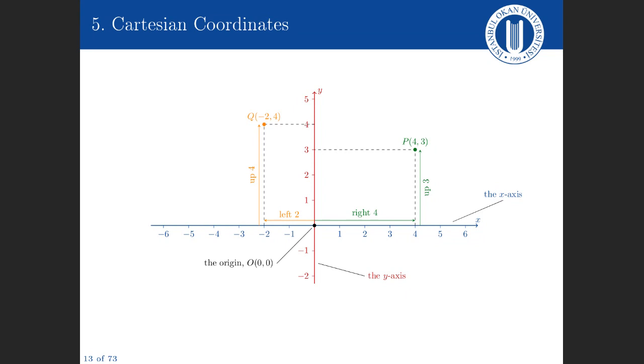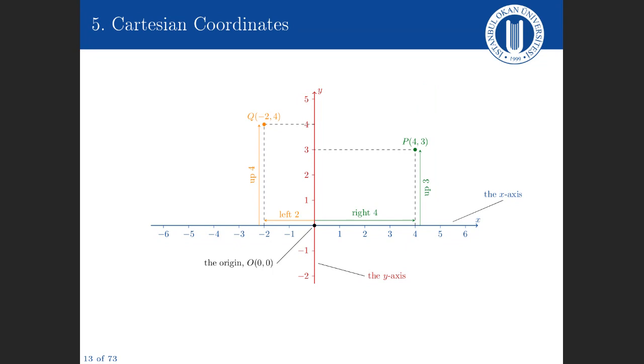Let's say we have this green point, P. We can say that the coordinates of this point are 4, 3. What that means is if we start at the origin, the first number is 4, we go to the right 4, and then we use the second number, we go up 3 to get to this point.